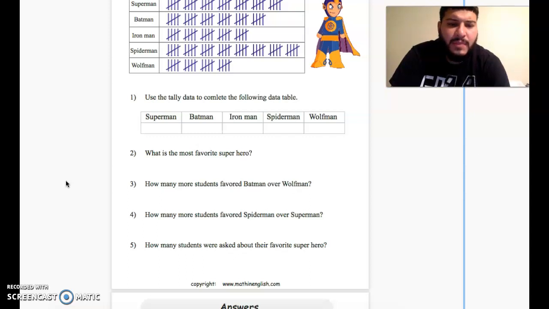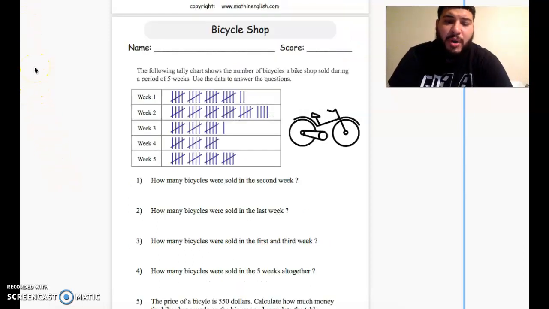Number 3. How many more students favored Batman over Wolfman? Number 4. How many more students favored Spider-Man over Superman? Number 5. How many students were asked about their favorite superhero? Feel free to pause if I'm going too fast.